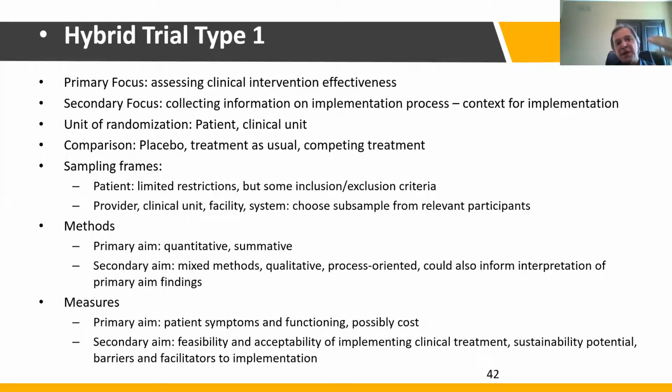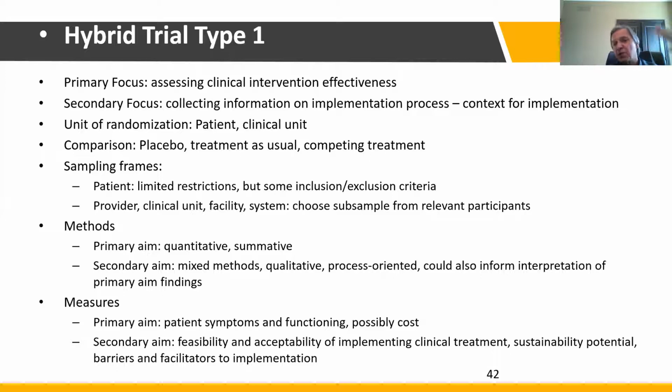Sampling frames, you have patient, you have provider, limited restrictions, but some inclusion and exclusion criteria. I've never seen one without them. Methods, primary is quantitative, summative; secondary and mixed methods may be applied in a hybrid type 1. Qualitative process could also inform interpretation of primary aims and findings. But it's still pretty much a focus on assessing the clinical intervention. And as a secondary objective is the collection of information on the implementation process. So it's never a strong design.